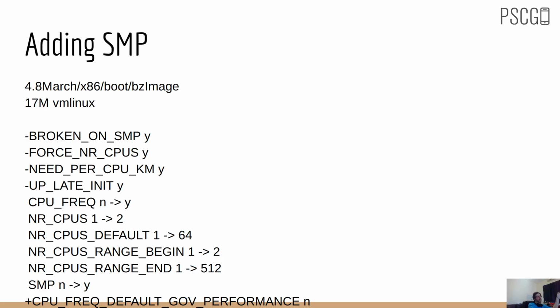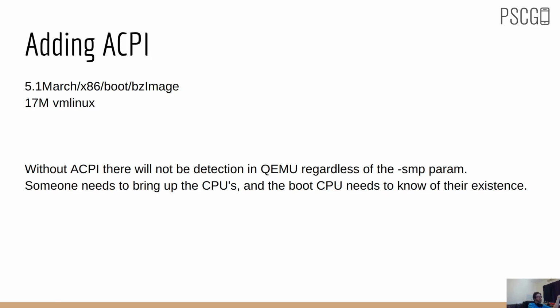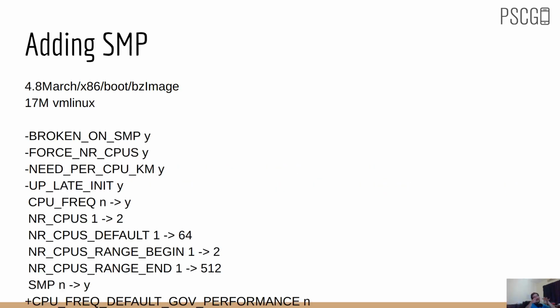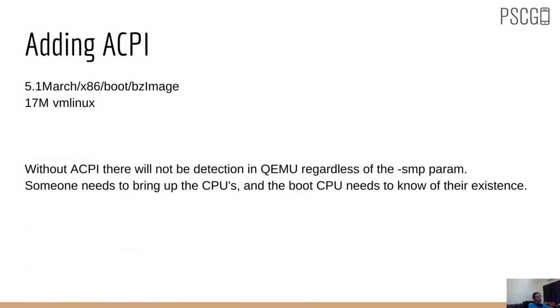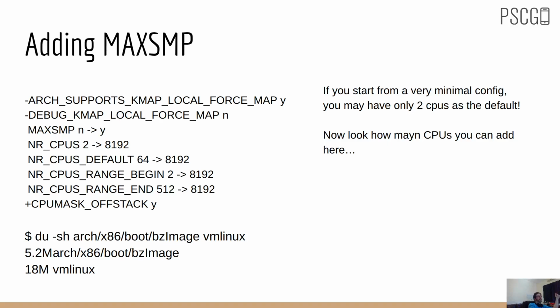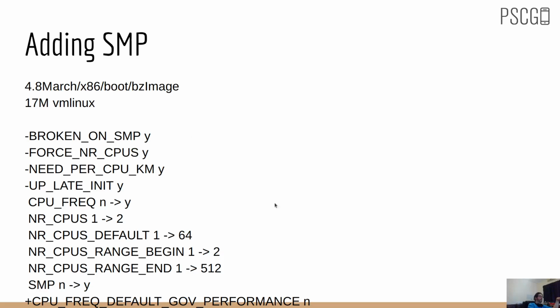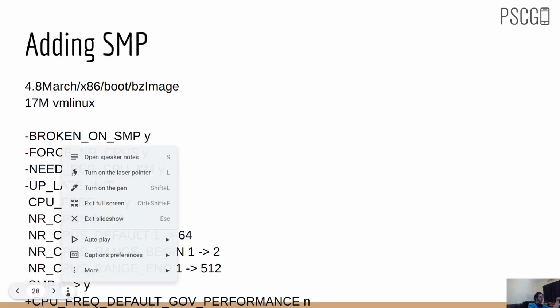So SMP is nice, but SMP is not enough, because we need to provide a way, either device tree like in ARM, RISC-V, or ACPI, to actually say, hey, these are the SMPs that are available to me. So ACPI adds another 300K, all right? So you need to have it. And what I said before about max SMP, remember, I saw the NR_CPUS here, this default here.